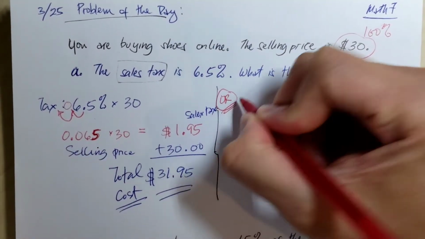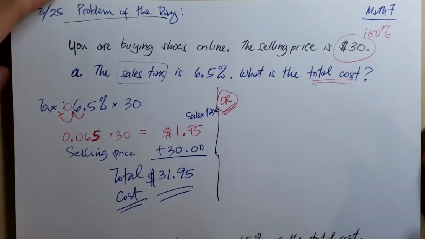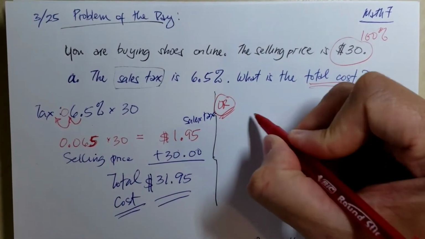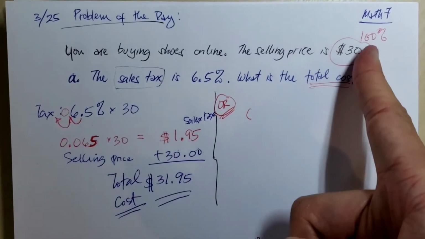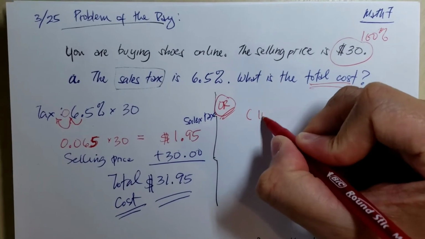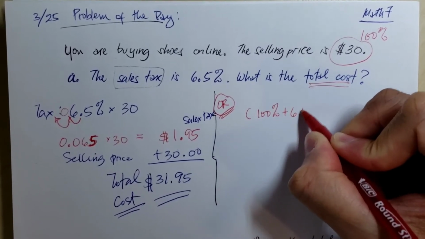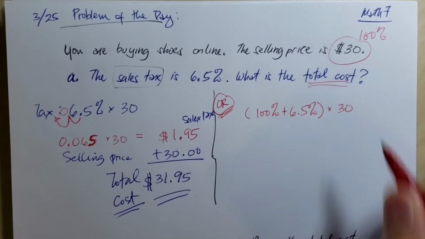So what's the other way of doing it? The shorter way of doing it is what I usually do. It's this. You're actually adding 6.5% to the full price. The full price is 100%. Plus you're adding 6.5% as the sales tax. And that should be multiplied to 30.